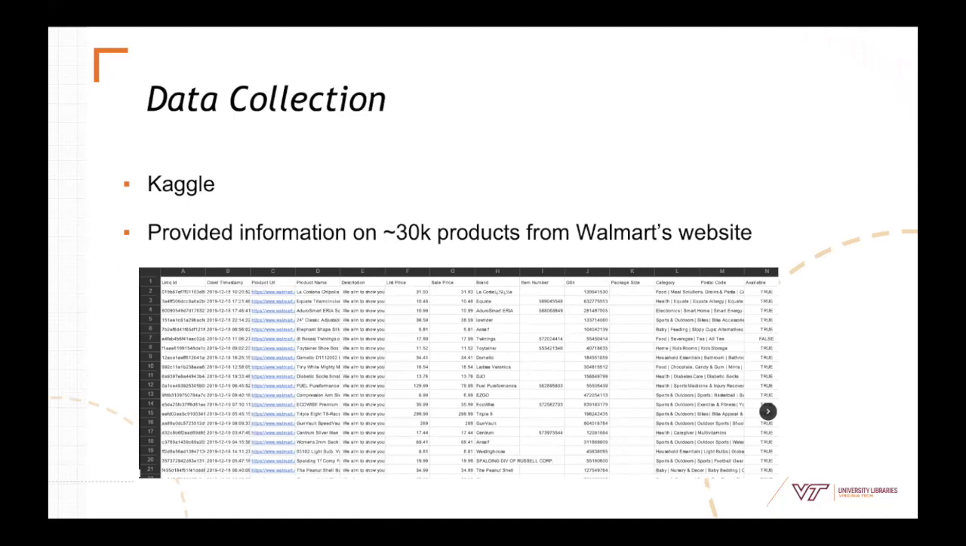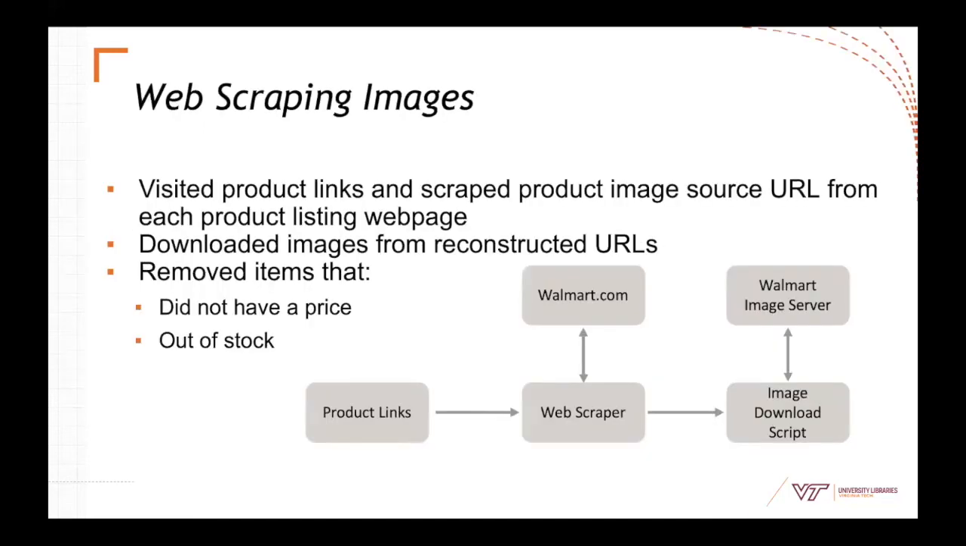Next we had to get our data, and Kaggle hosts a bunch of different data sets, and one of them happens to be a Walmart data set with product links and prices. Next we had to actually gather images from these product links. So we visited each link on Walmart's website and then scraped the image source URL and reconstructed it before downloading it from Walmart's image server. After this process was over, we noticed that we had to remove some items that did not have an image available, did not have a price, or were discontinued or out of stock.